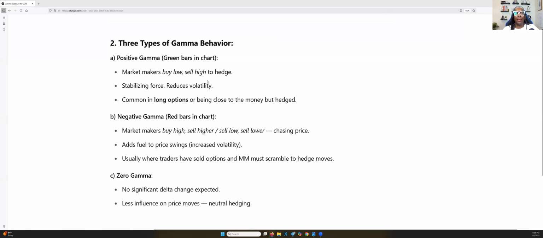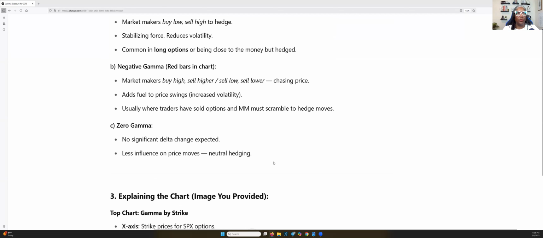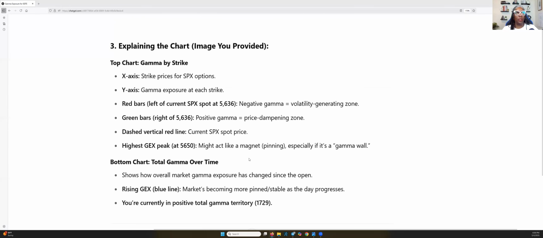So it's almost like when you're in the green area, the price is more stable. When you're in the red area, the volatility is now increased. It's now gotten to be more volatile. When you're in the red area, there's more volatility. All right. It says it's usually where traders have sold options and the market makers must scramble to hedge their moves. Zero gamma is the place where it flips between positive and negative. No significant delta change is expected. It has less influence on the price moves, and it's basically neutral hedging.